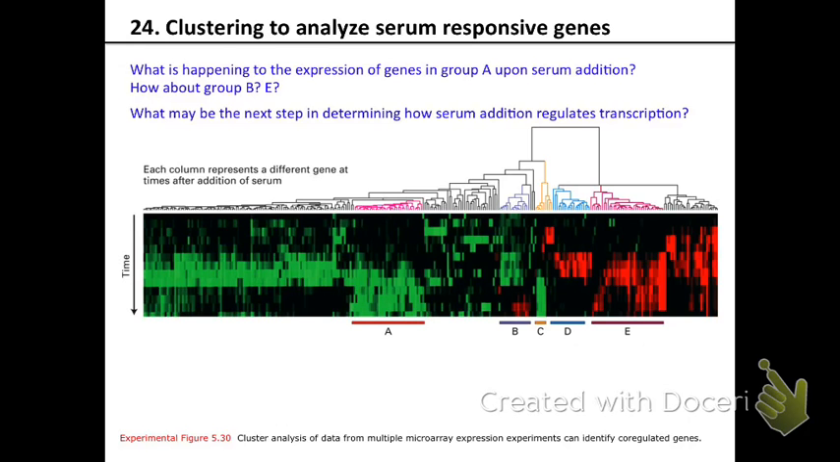So that's a result that you would get from microarray. For example, if you're a researcher interested in transcriptional regulation of serum response, what kind of experiment could you do? For example, in understanding how this group of genes in group A is regulated by serum response, what is a next step of experiment you might want to do to understand how these genes are repressed?